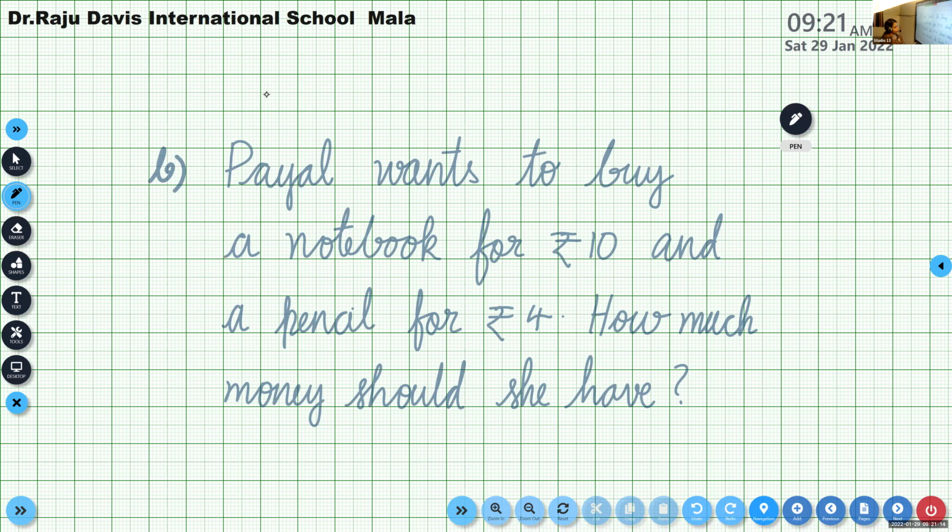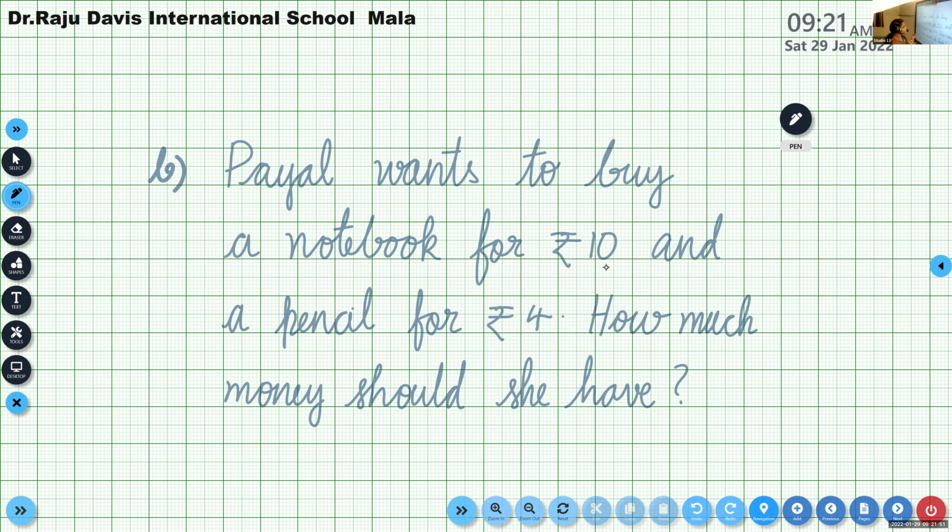Payal wants to buy a notebook for 10 rupees. Rupees 10, okay. And a pencil for 4 rupees. How much money should she have? Very good. Payal wants to buy a notebook for rupees 10. So she wants to buy a notebook. Okay. And what is the price of the notebook? The price is rupees 10.